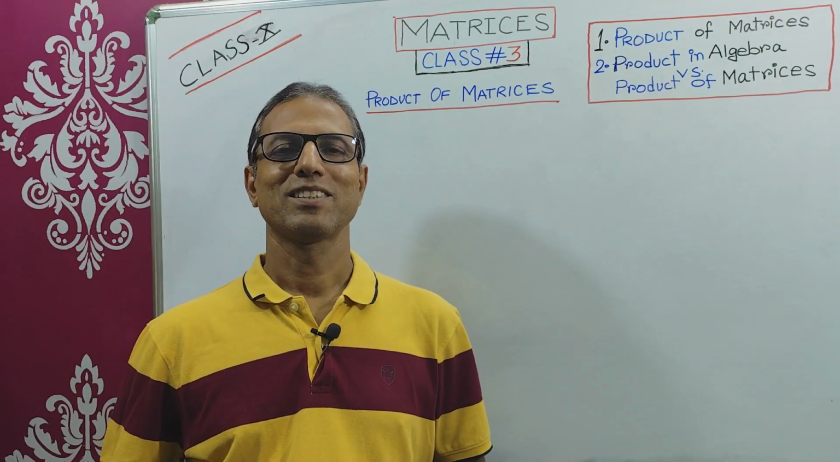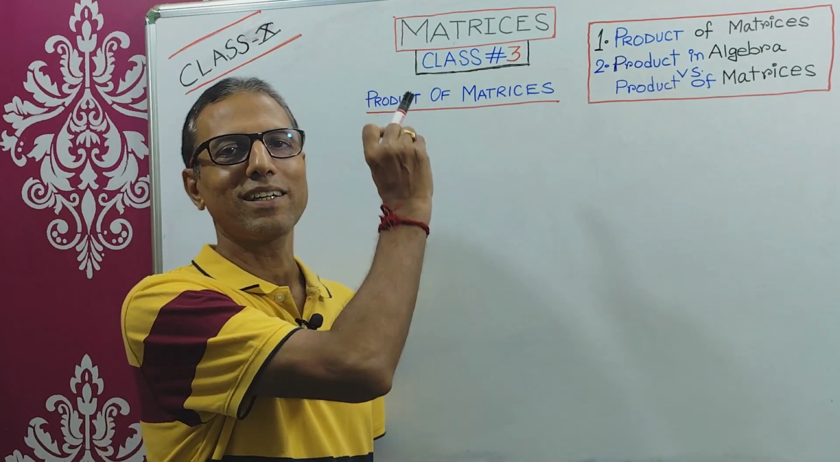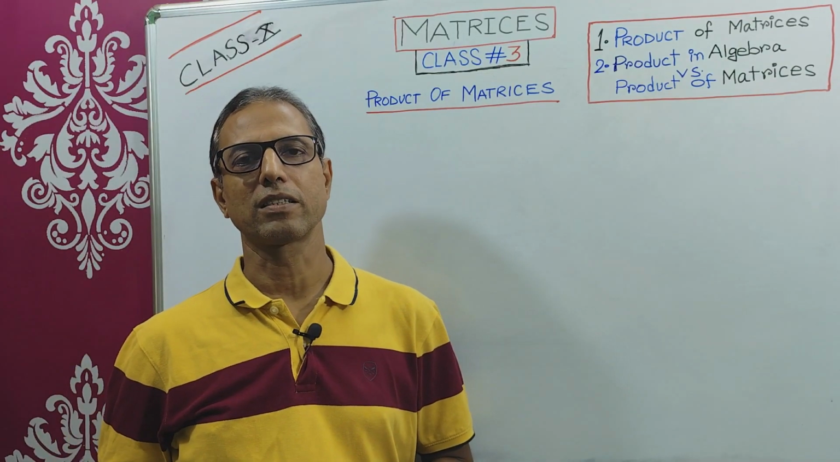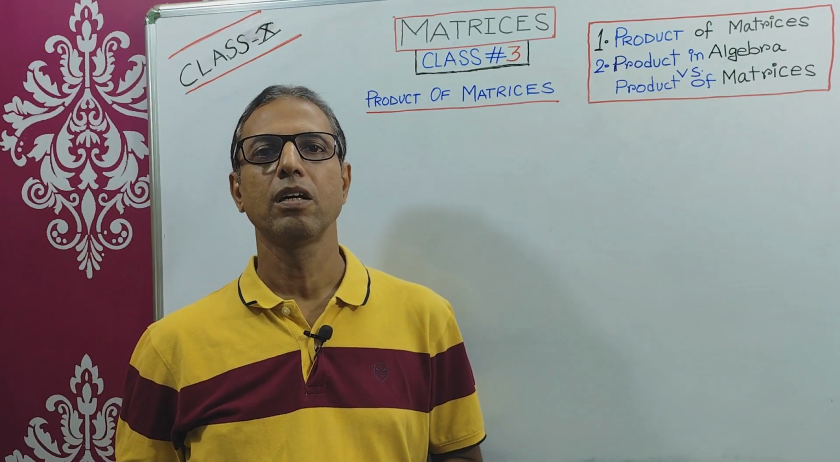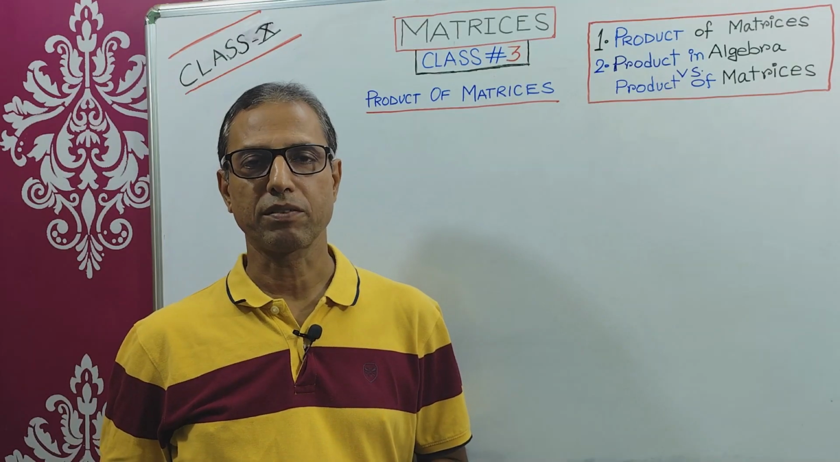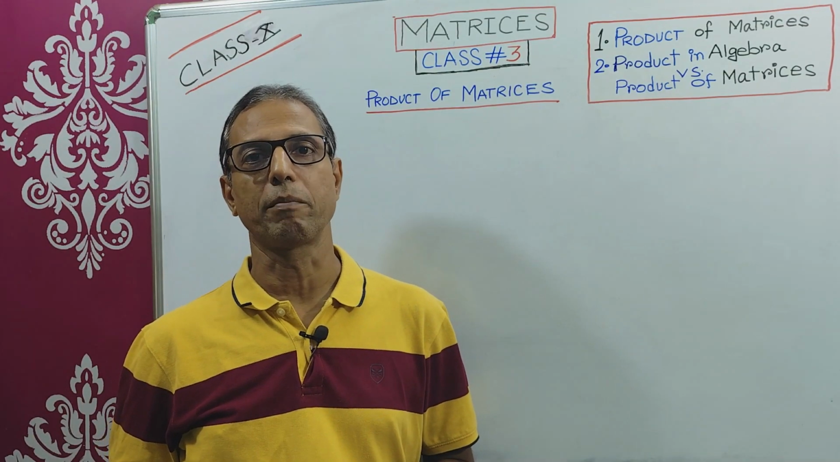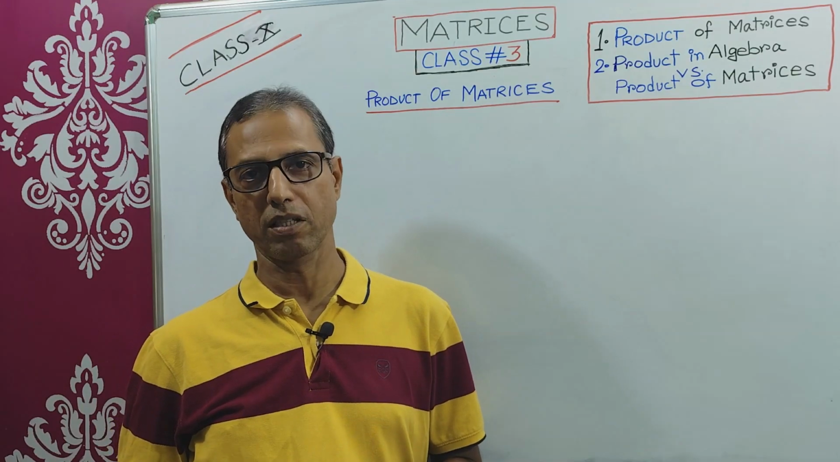Hello everyone. So our third class on matrices today. Already we have covered in first and second class the concept of matrix, order of matrix. What are the different types of matrices? How will you identify, how will you decide the number of elements if the order of the matrix is given?